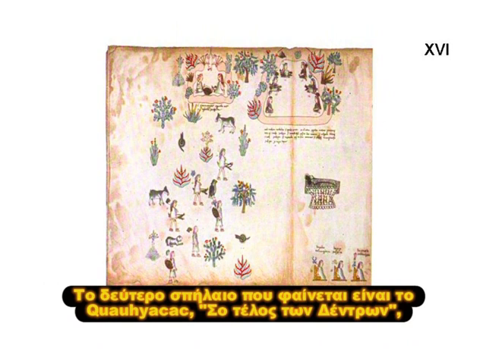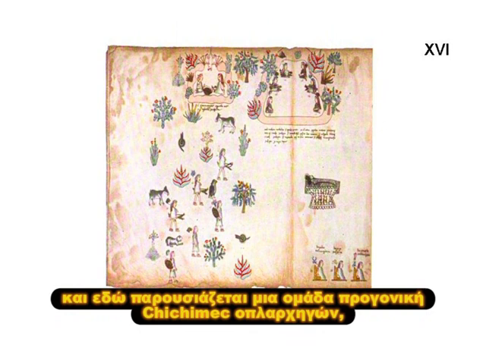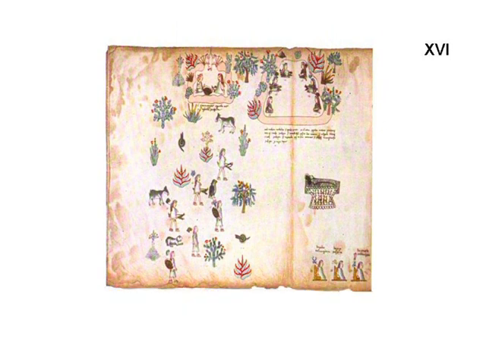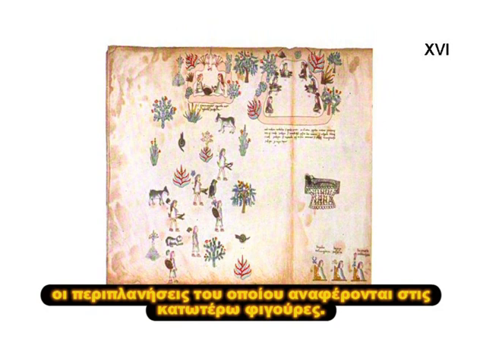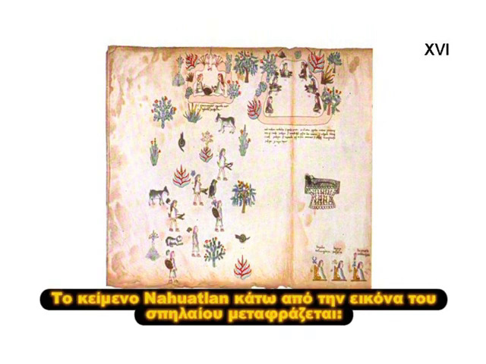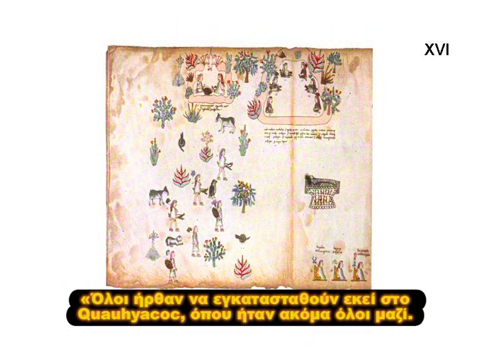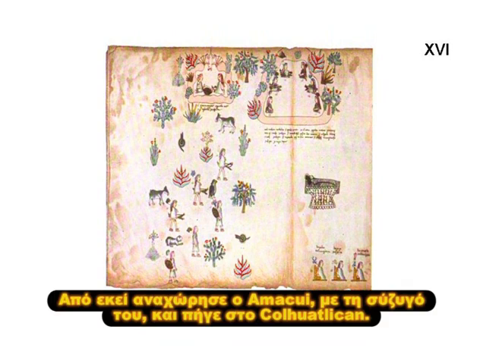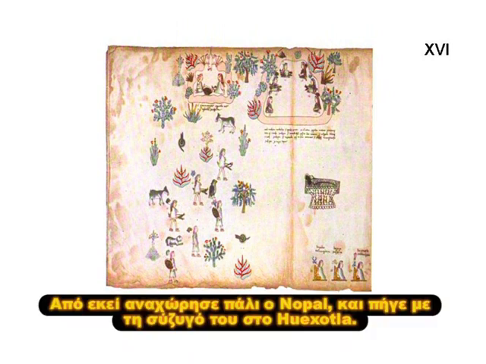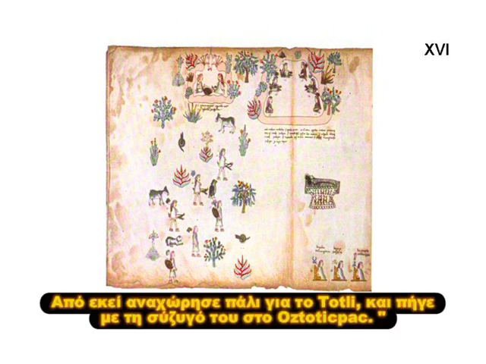The second cave shown is Coatlicue, at the end of the trees, and here are shown a group of ancestral Chichimec chieftains, whose wanderings are indicated in the figures below. The Nahuatl text below the figure of the cave is translated. All came to establish themselves there at Coayacac, where they were yet all together. Thence departed Amacui, with his wife, he went to Coluatlican. Thence again departed Nopal, he went with his wife to Xuxatla. Thence again departed Tlotli, he went with his wife to Ostoticpac.